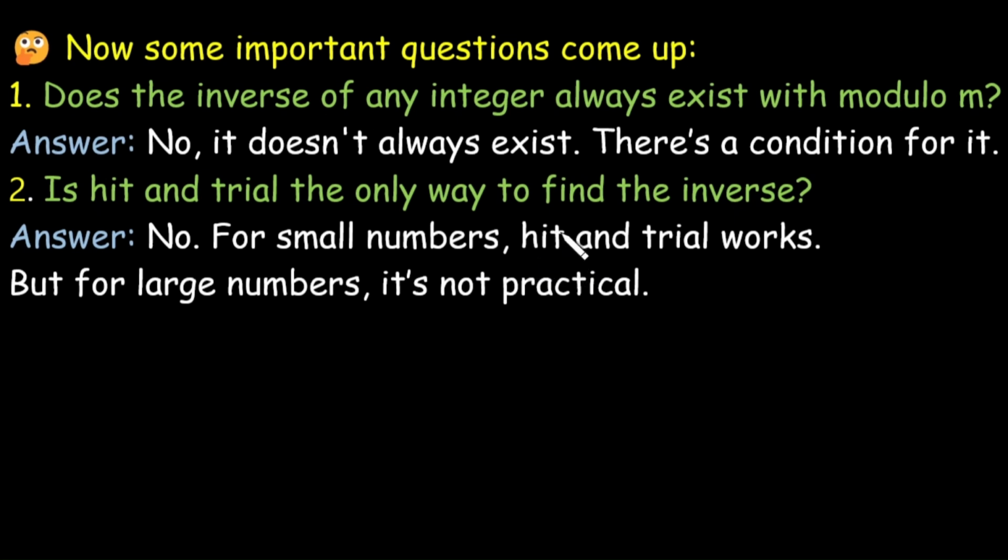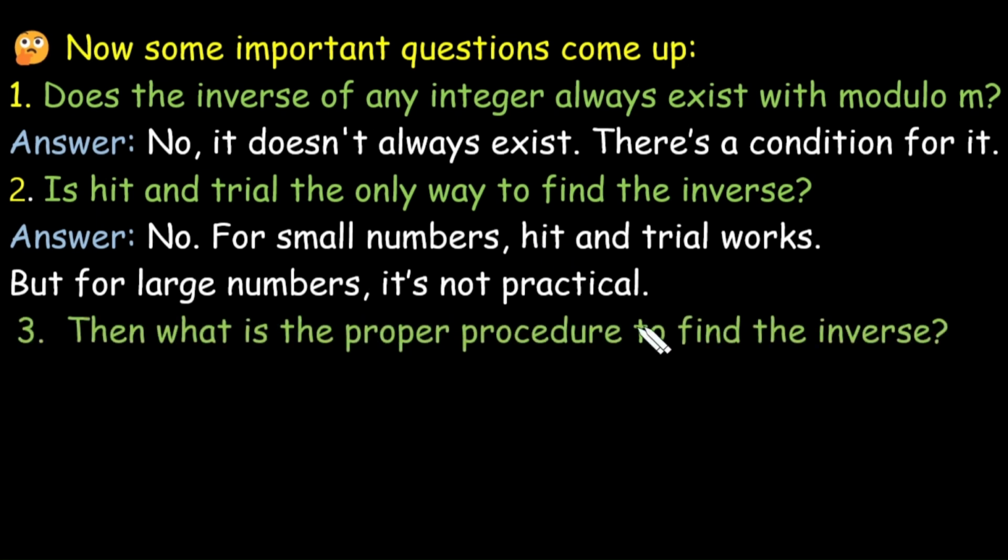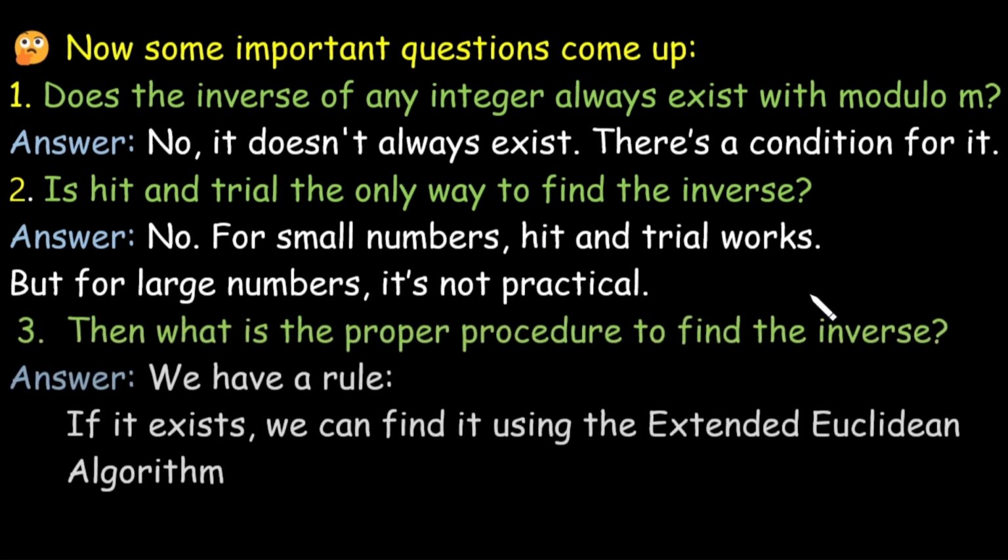So if it is not practical for large numbers, or we can say hit and trial is not the only way to find the inverse, then what is the proper procedure to find the inverse? In this case, we have a rule, and if the inverse exists, we can use that rule, which is called the extended Euclidean algorithm. Now let's answer these questions one by one, starting with the first question: when does the inverse exist with modulo m?